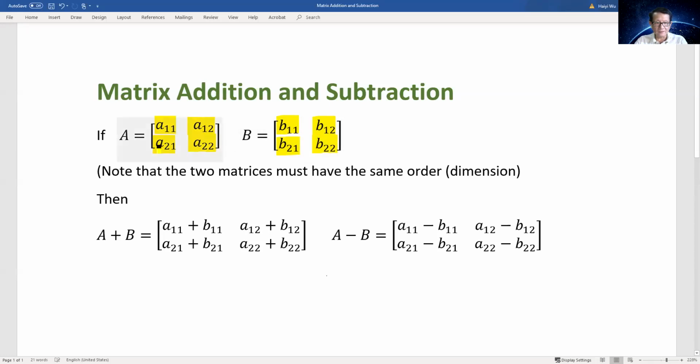Now you can see A and B both are 2 by 2. So they have the same dimension, same order, so we can add them together. So how do we add?